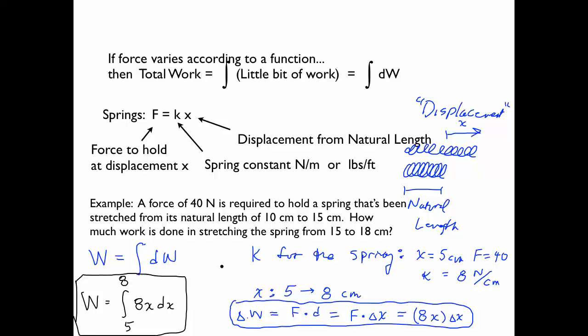So, think about the approach. We're going to get a typical amount of work, just like we got a typical volume of a typical pancake, or area of a typical strip. Now we're going to get a little amount of work, and then we're going to add all those little amounts of work up.